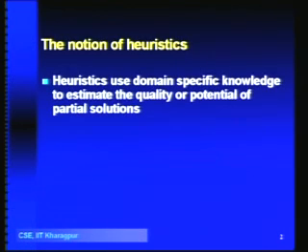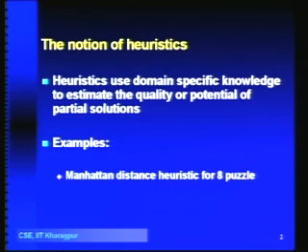As just outlined in the previous lecture, the notion of heuristics is as follows: heuristics use domain specific information to estimate the quality or potential of the partial solutions. So if the current state is a partial solution, I know the potential of growing this into a full solution, what is the additional cost that I will require for doing that. So, let us start with a few examples.